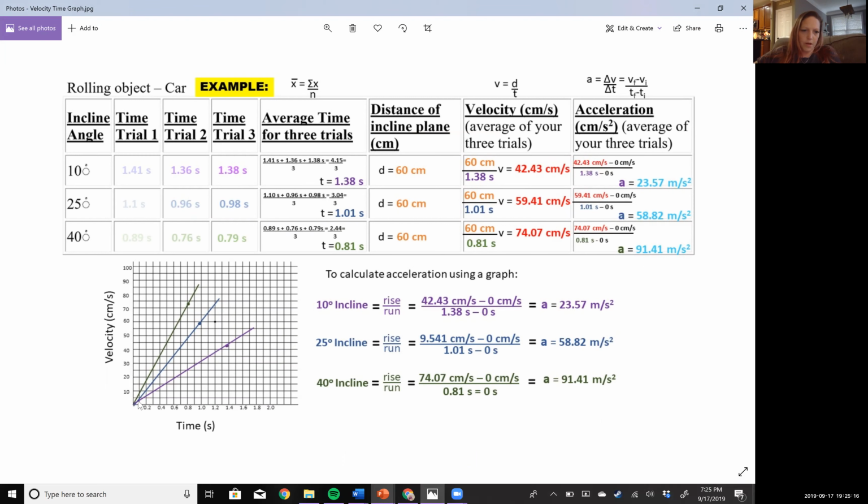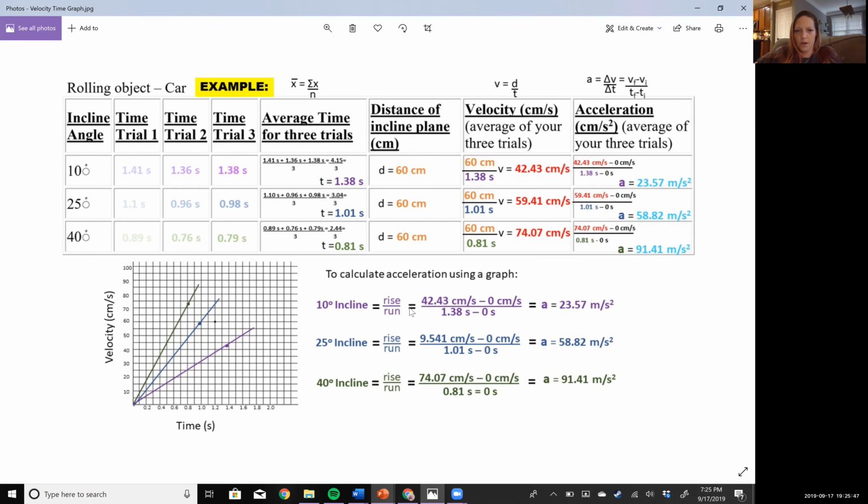23.57, and that's where we plot it, and it makes a nice straight line because it is accelerating in a positive direction. Same thing here. We take our velocity, our change in velocity over our change in time, started at 0. There's where we ended up right there. That's 58.82. Okay, nice straight line, accelerating positively. And look, here's the green one, same thing. We'll look at our 40-degree incline, which is our green one this whole way through here. Look how nice and tall that is. You can see that it's got a greater slope because it has a greater acceleration.